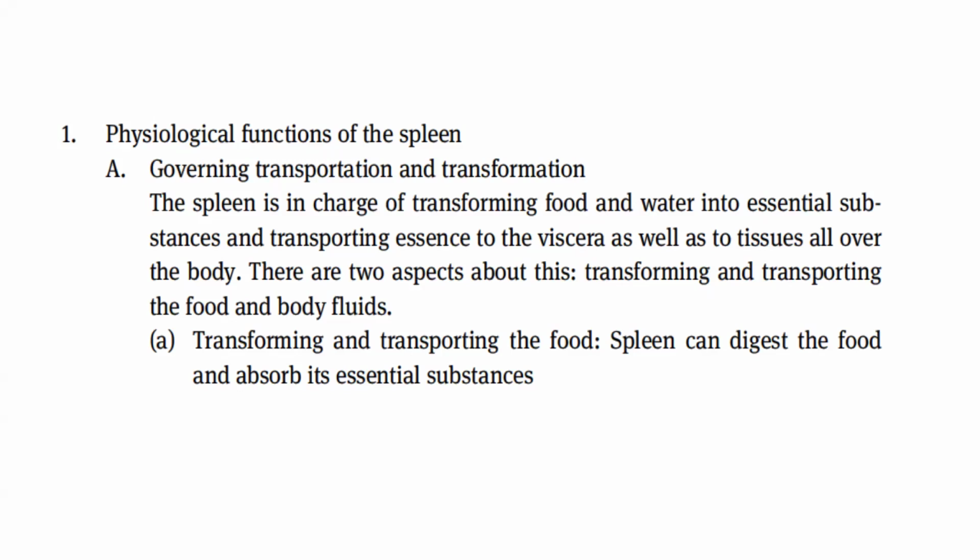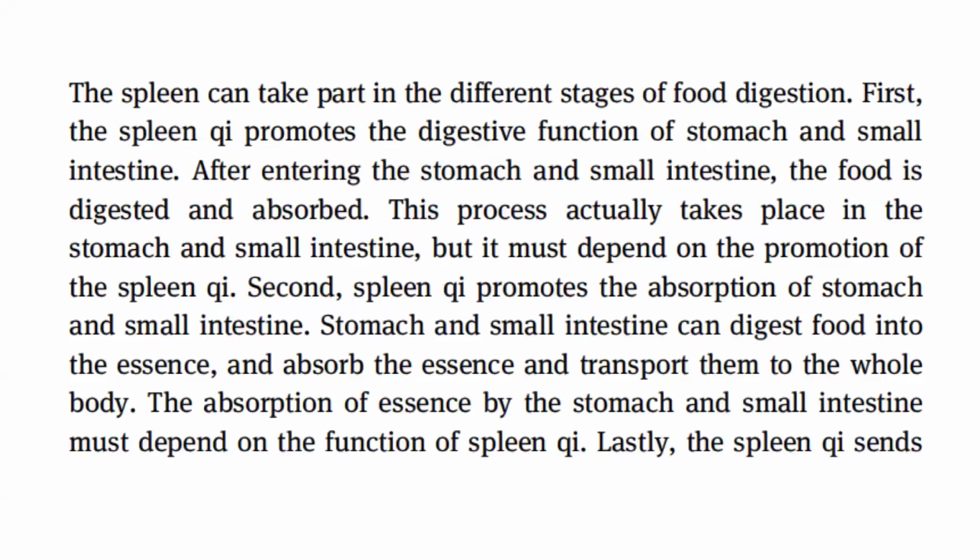So, transforming and transporting of food. Spleen can digest the food and absorb its essential substances. The spleen can take part in the different stages of food digestion. First, the spleen chi promotes the digestive function of the stomach and small intestine. After entering the stomach and small intestine, the food is digested and absorbed. This process actually takes place in the stomach and small intestine, but it must depend on the promotion of the spleen chi. Second, spleen chi promotes the absorption of stomach and small intestine.